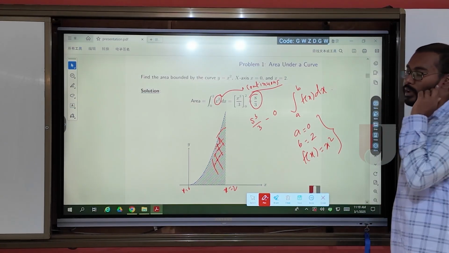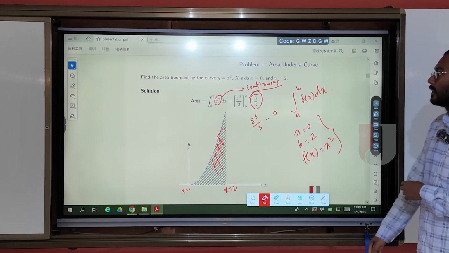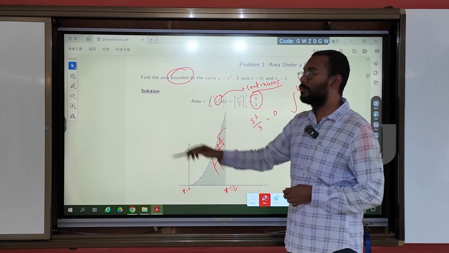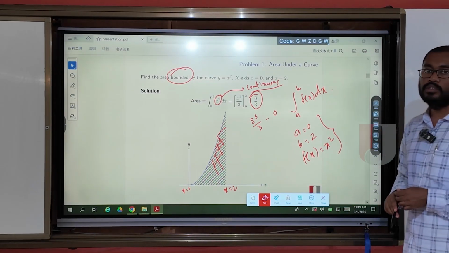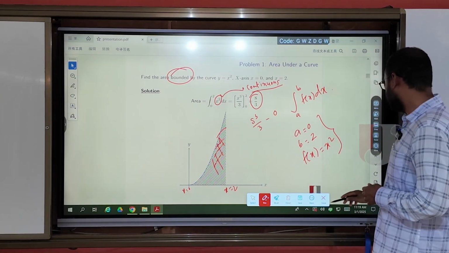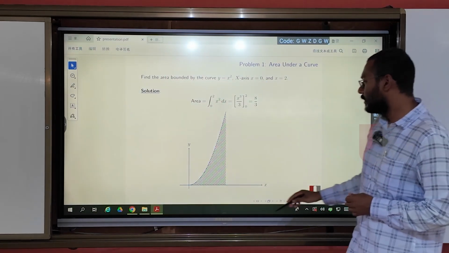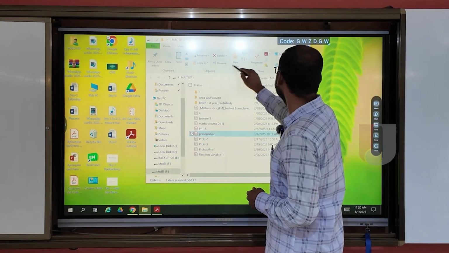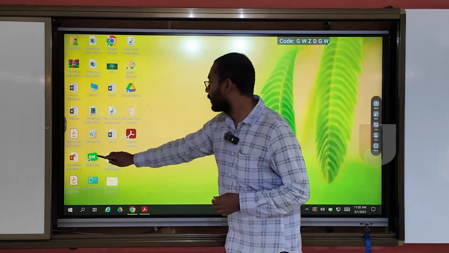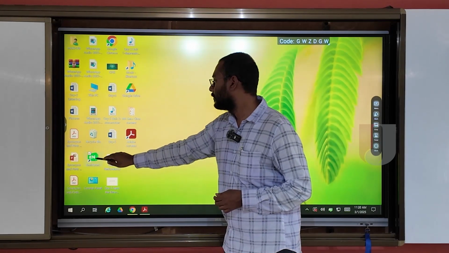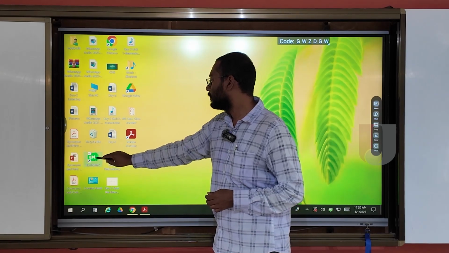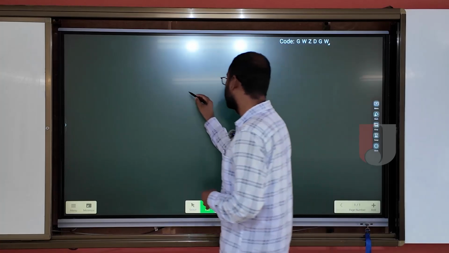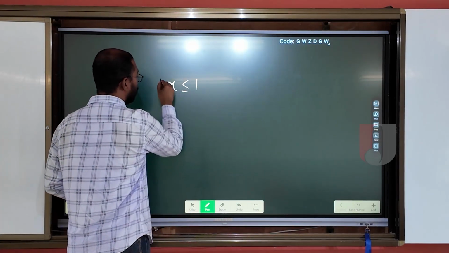So in that way, we have to solve the area under a curve. One more thing: the curve must be bounded. If it is not bounded, then also we cannot compute the area. Suppose, if I am giving one example, suppose I am writing x square, x is less than or equal to 1.